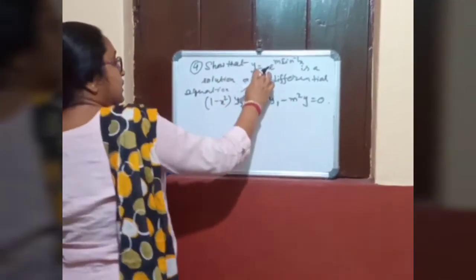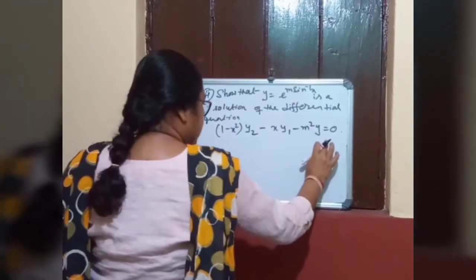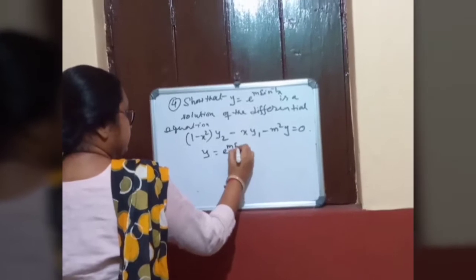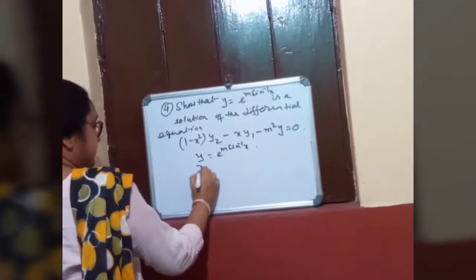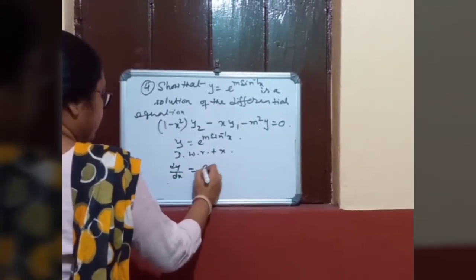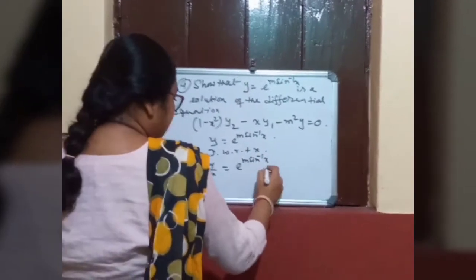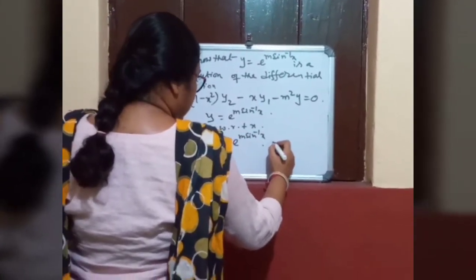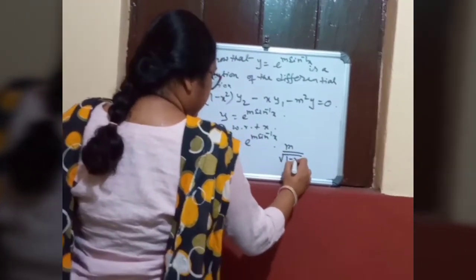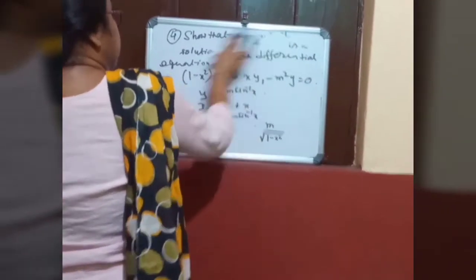Next: y is equal to e to the power m sin inverse x is a solution of the differential equation. Now what is the way to solve? At first you differentiate this portion, first derivative with respect to x. So dy/dx is e to the power m sin inverse x, since the derivative of e to the power x is e to the power x itself, and the derivative of m sin inverse x is m, already present here, into the differentiation of sin inverse x, which is 1 by root over 1 minus x square. This is the first derivative. Now you take the second derivative.